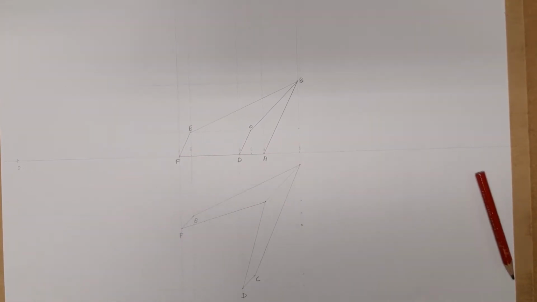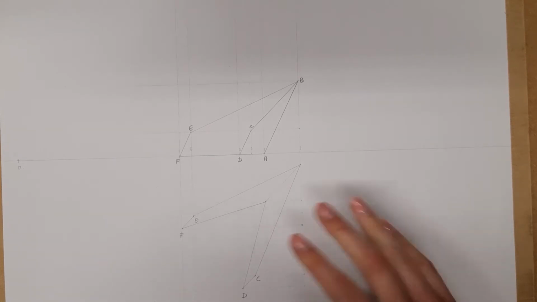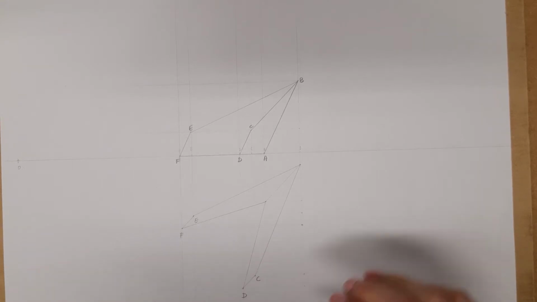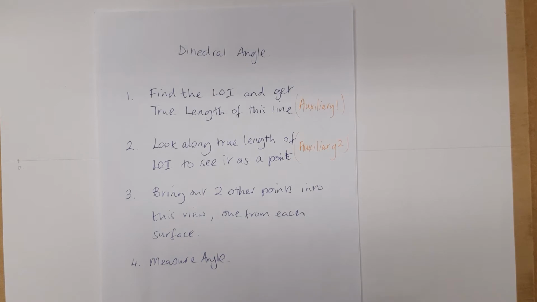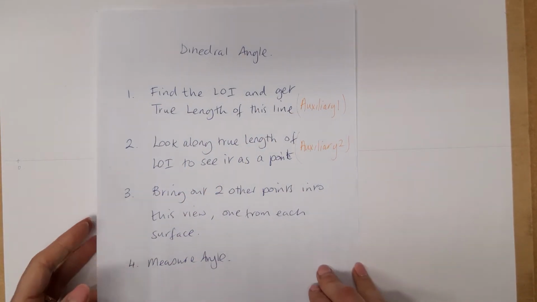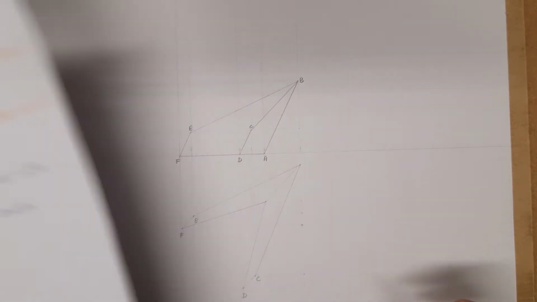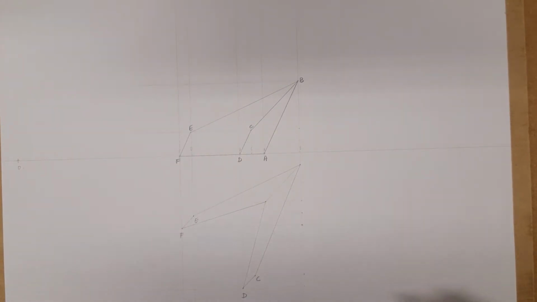Now that you have that done, we are going to get the dihedral angle between the surfaces A, B, C, just between the two planes. Our line of intersection we've been given. I'm just going to show you our steps. We need to find the line of intersection and get the true length of the line, then look along this line, bringing out two points, and then measure the angle. So there are four steps.